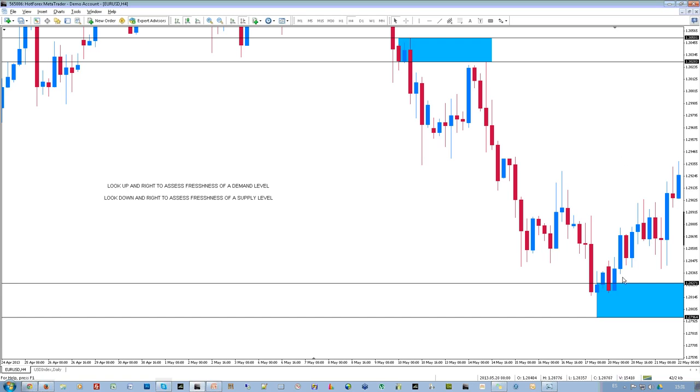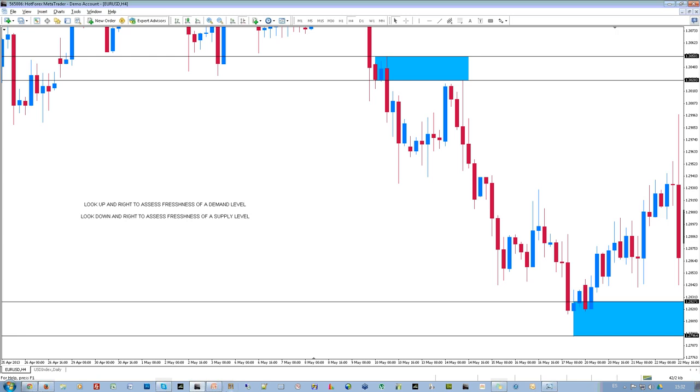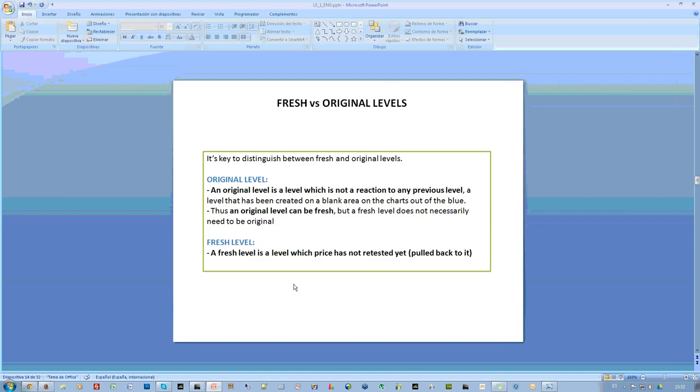The freshness of a level is assessed by looking always to the right, because the right is the future, and the future has not come yet. So how could we know if a level is fresh or not if we don't know what's going to come next? The right is the future on the chart. The left is the historical price of the chart.